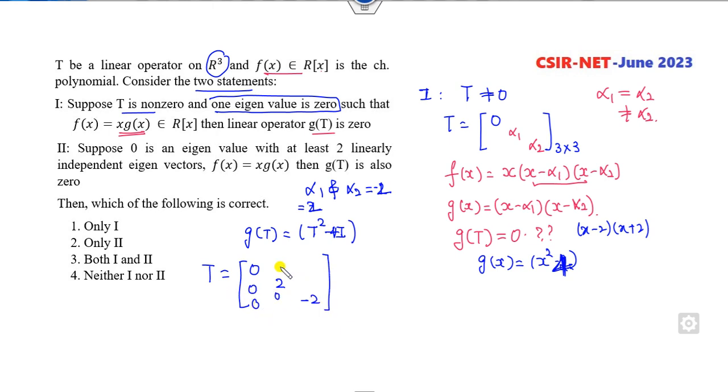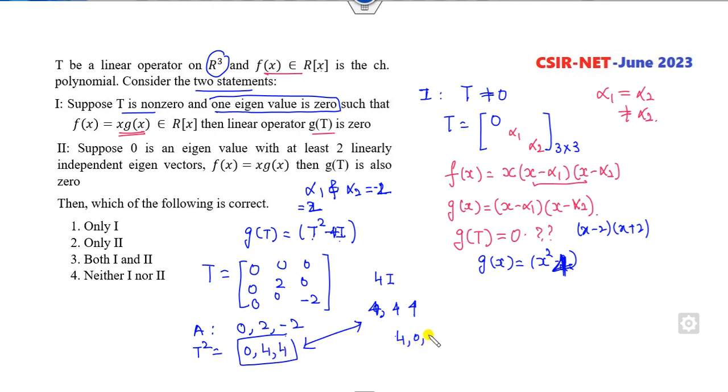If I consider this simple matrix, then what is my T square? What is the eigenvalue? 0, 2, minus 2 are the eigenvalues of A. What is the eigenvalue of T square? 0, 4, 4. Fine. What is the eigenvalue of 4I? 0, 4, 4, 4. If I subtract them, what is the eigenvalue of their subtraction? It will be 4, 0, 0.